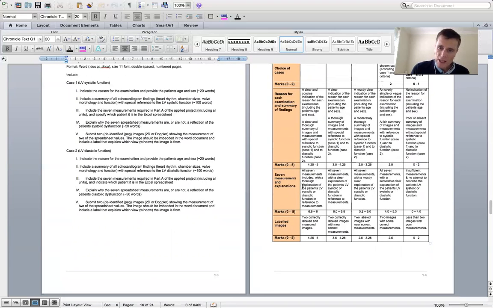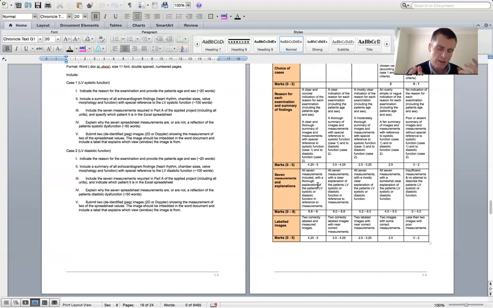If you've given a good explanation of the patient's function with reference to the measurements that you've made, you'll expect a good mark. And that's really the most important part. It's the part that's given the highest weighting.